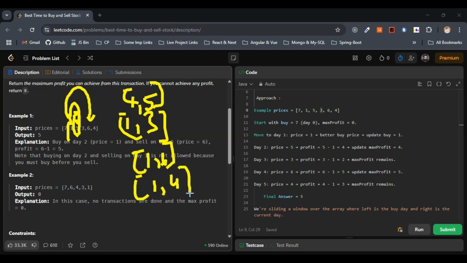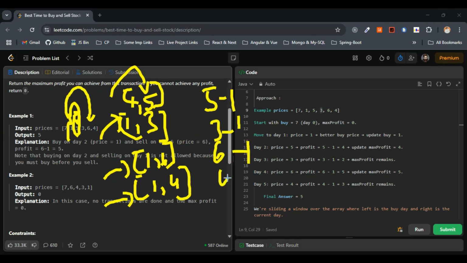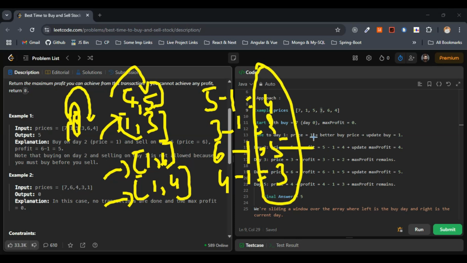First we will find the minimum buy price, and then we will slide the window. First will be 1 comma 5, the second one will be 1 comma 3, this will be 1 comma 6 and 1 comma 4. We'll subtract: 5 minus 1, 3 minus 1, 6 minus 1, and 4 minus 1. So we will get here 4, 2, this will be 5, and this will be 4 minus 1, nothing but 3. Among these we will return the maximum value, the maximum profit that we got here, in this case 5. So this is the approach that we'll be going with.